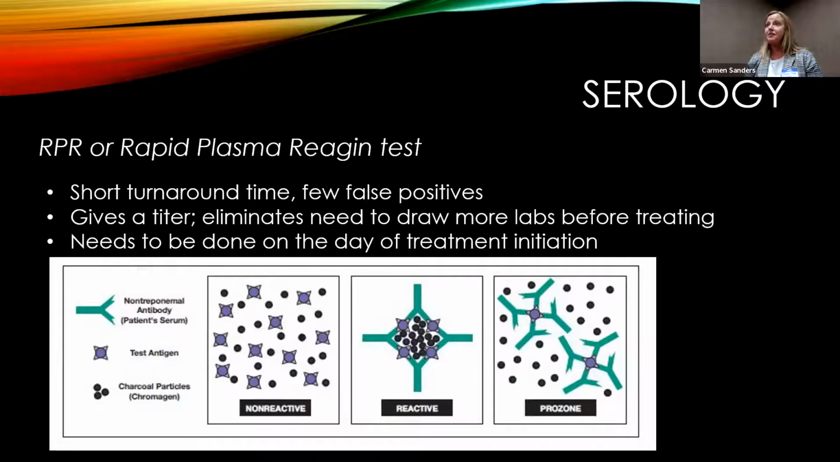There are other tests out there, the FTA-ABS, TPPA, or an EIA test, which are all acronyms for other things, and I won't go into that here. We can use those, and those will give us a real fast screen and tell us whether or not this person's got syphilis, but we'll still have to turn around and do an RPR because we need to have that titer. And how you get the titer is from that rapid plasma reagin test. We have to have a specific number on the day that treatment is initiated.